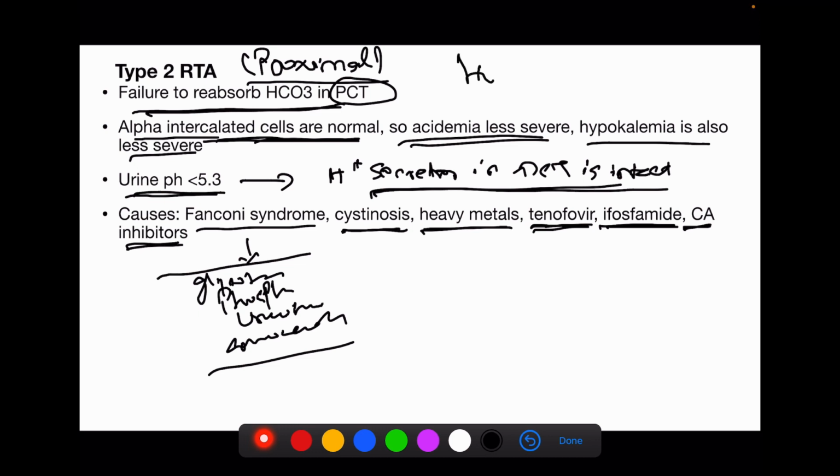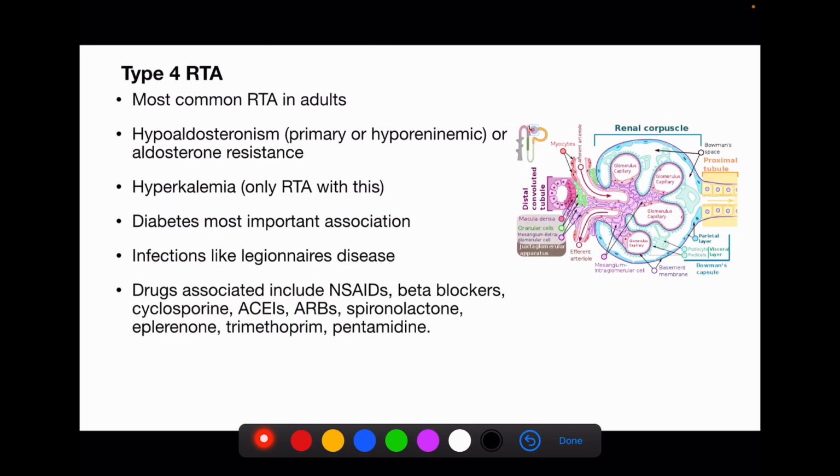Here also you can see hypokalemia. Type 1 RTA also had hypokalemia, and this one also has hypokalemia. The thing is, hypokalemia is less severe in type 2 RTA, but hypokalemia nonetheless is there, and the defect is in the PCT here. And we saw certain conditions, causes, and drugs which are associated with type 2 RTA. Now let's go to type 4 RTA.